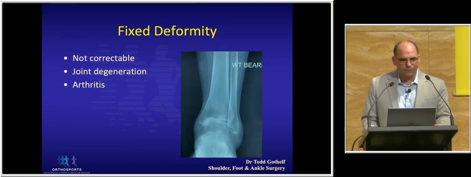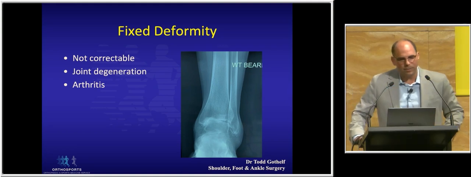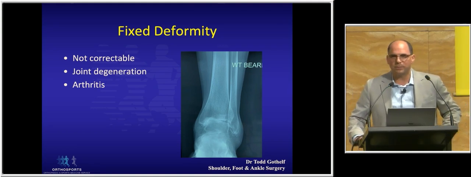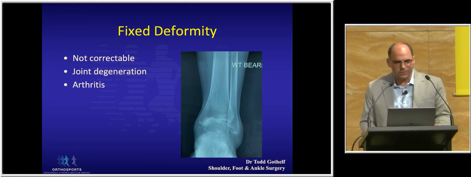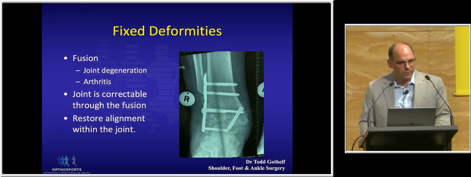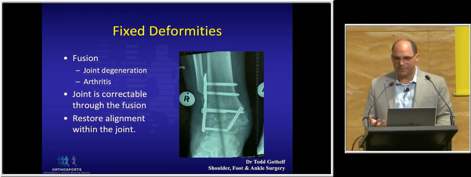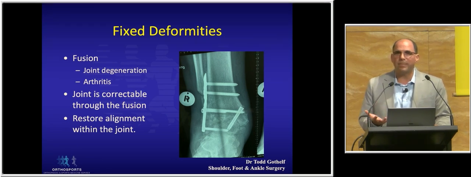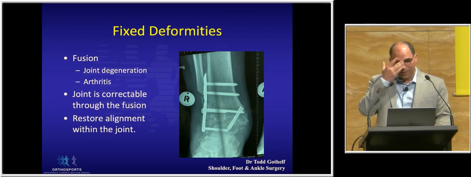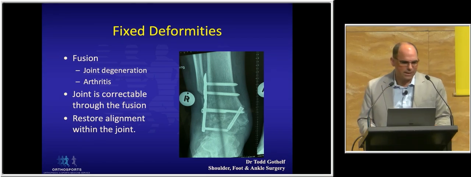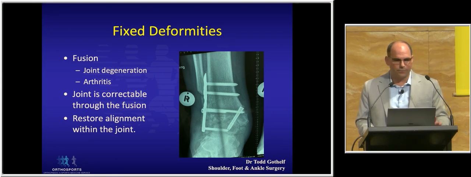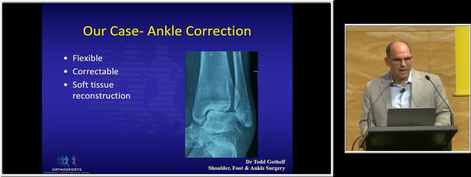So here you can see an example of another ankle, a fixed deformity with a lot of joint degeneration and arthritis. And so this patient has arthritis in the joint, and probably a joint that wouldn't do well with any preservation. So in this type of patients, we can do an ankle fusion to get rid of the arthritis, give the patient a nice stable leg to walk on, and the correction of the joint can be made through the fusion site, which is where the center of rotation is, and this will help to restore alignment for the rest of the foot.